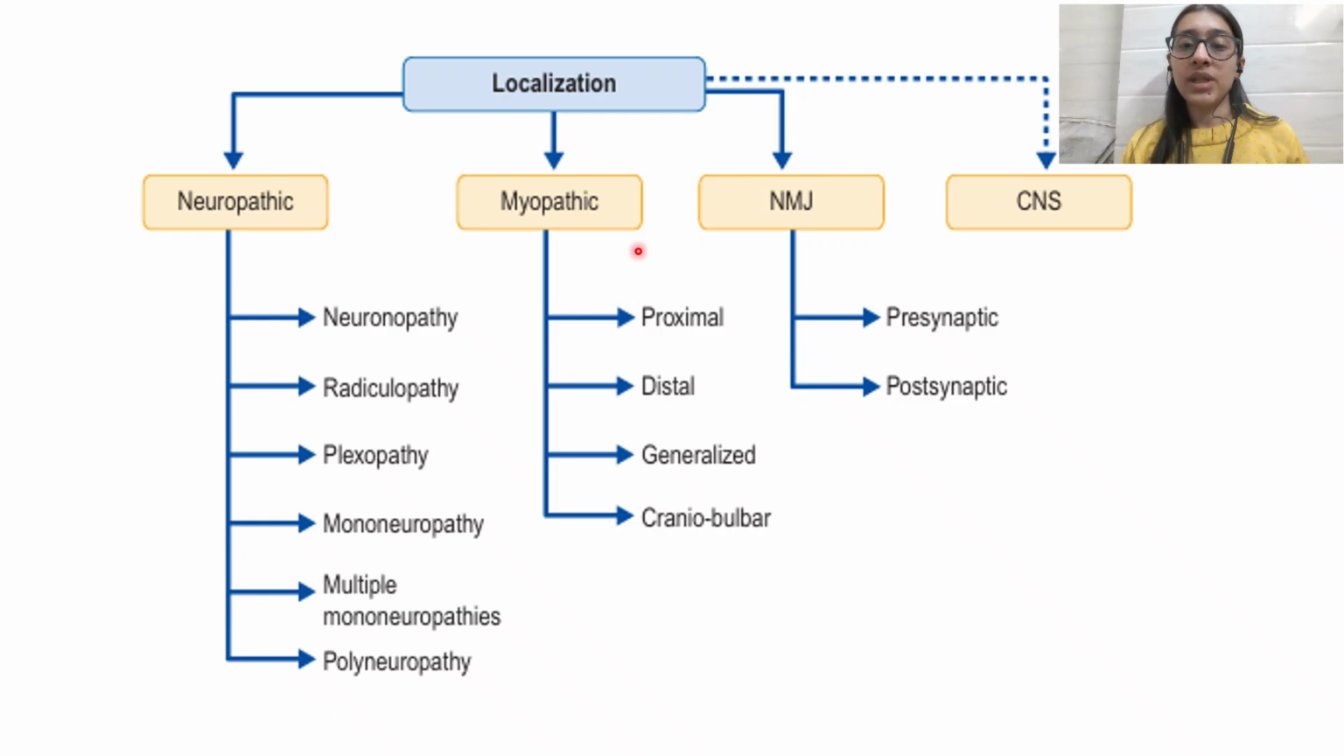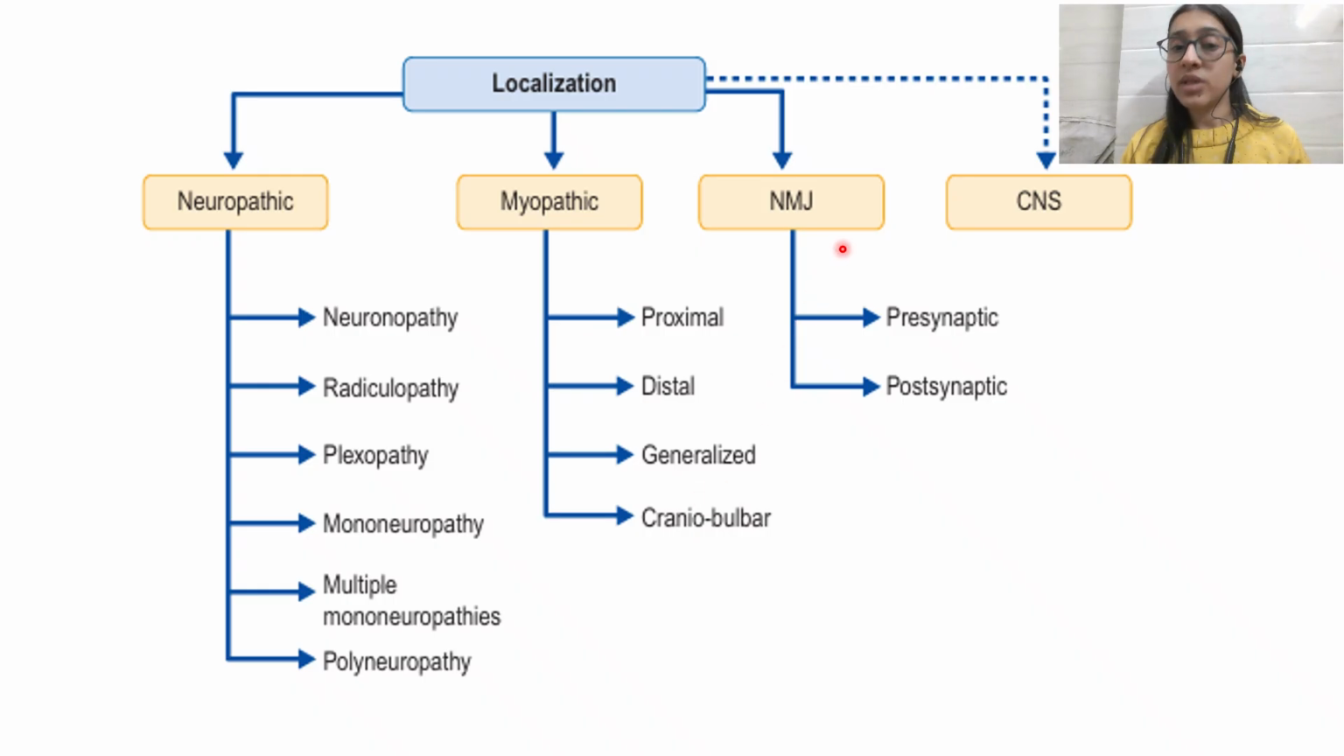Next comes myopathy. Whether it is a proximal myopathy, for example, affecting the proximal shoulder and pelvic girdle muscles, as in limb-girdle muscular dystrophy. Or it is a distal myopathy, for example, Welander's myopathy. Or it is a generalized myopathy, for example, as occurs in myositis. Or even craniobulbar, in which the craniobulbar muscles are more affected.